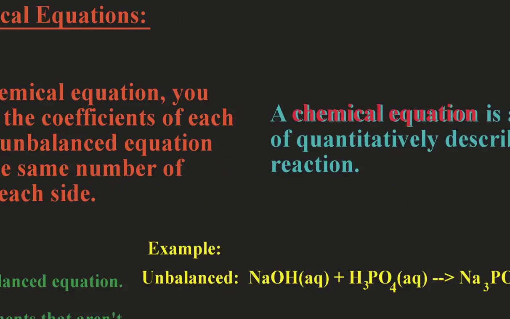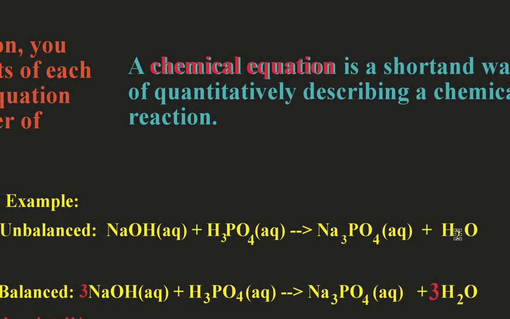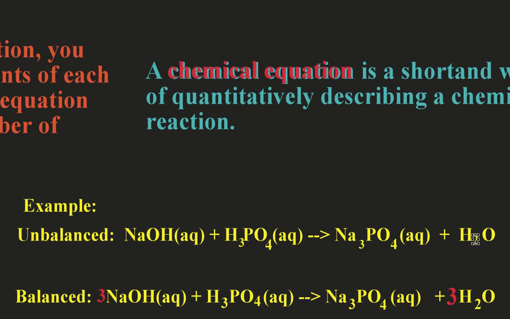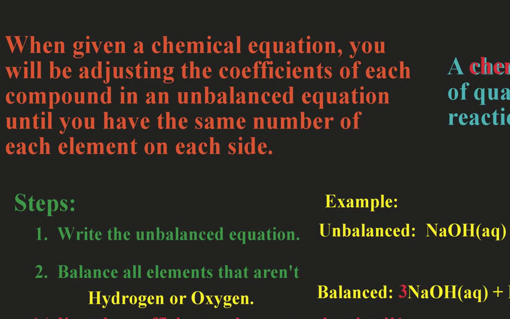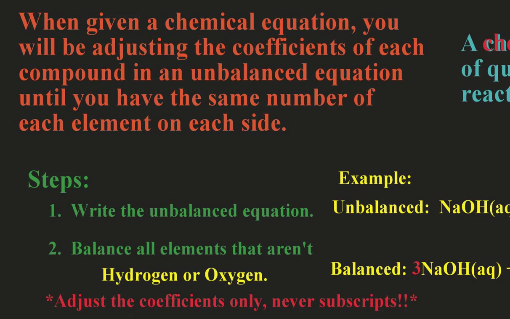So how do we go from an unbalanced equation like this one between NaOH and H3PO4 to this balanced equation with a 3 in front of the NaOH and a 3 in front of the H2O? Well, there's a series of steps or guidelines that you can follow that will always get you the right balanced equation.